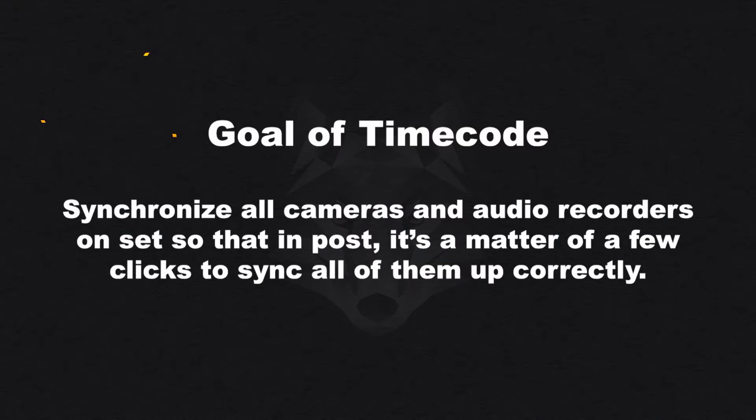So first, what is the goal of timecode? The goal of timecode is to synchronize all of the cameras and audio recorders on set so that in post, it's a matter of a few clicks to sync all of them up correctly. Now keep in mind, timecode is a metadata level of synchronization, meaning that it doesn't affect your frame rates, it doesn't affect the resolution that you're filming in, and it doesn't matter what type of camera you're shooting on.